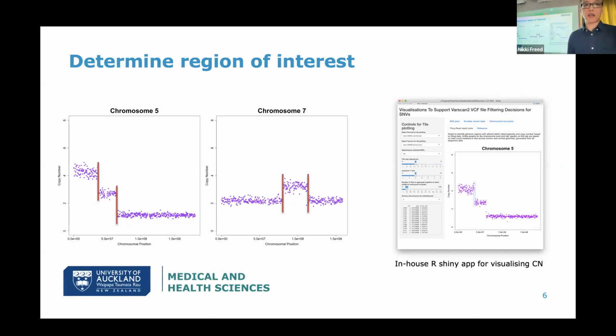This is all done in R Shiny for visualization of copy number. For example, in chromosome 5, we see this drop in the copy number throughout the chromosome. Therefore, we target the junction where we see the actual change, and the same for the other chromosomes.